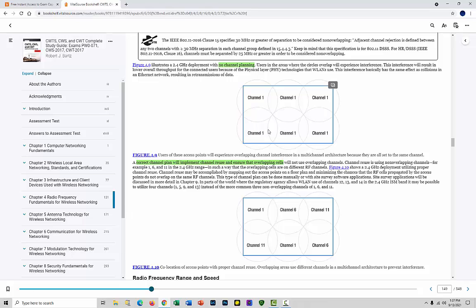So this is showing an example where all of the 6 access points here use channel 1. Probably not the best way to do it. It's better to do channel reuse and to ensure that there's no overlapping.